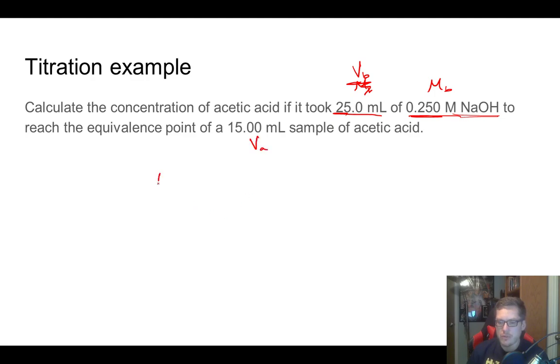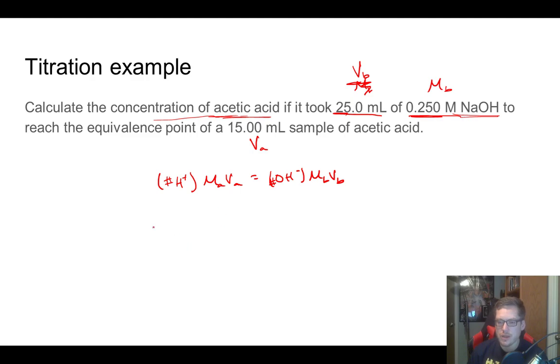Now remember, our formula is the number of hydrogens on our acid times the molarity of the acid times the volume of the acid is equal to the number of hydroxides on the base times the molarity of the base times the volume of the base. Now we have to identify, what are we solving for? It says calculate the concentration of the acetic acid.